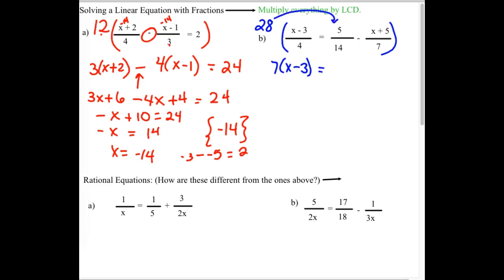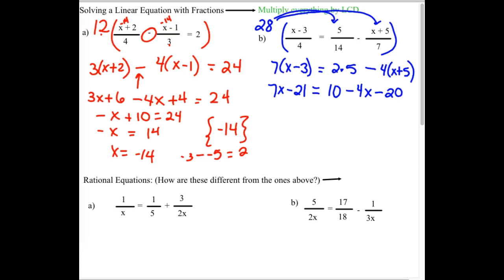When we distribute to this one, what do we get? 14 goes into 28 2 times, so we get 2 times 5. And then we are subtracting, and when we distribute to this last term, 7 goes into 28, so we have 4 times the x plus 5. Notice in doing this process, we have eliminated all our fractions, right? And we just have a nice, easy equation to solve. Distributing gets me 7x minus 21. 2 times 5 is 10. Distributing a negative 4 gets me negative 4x minus 20.